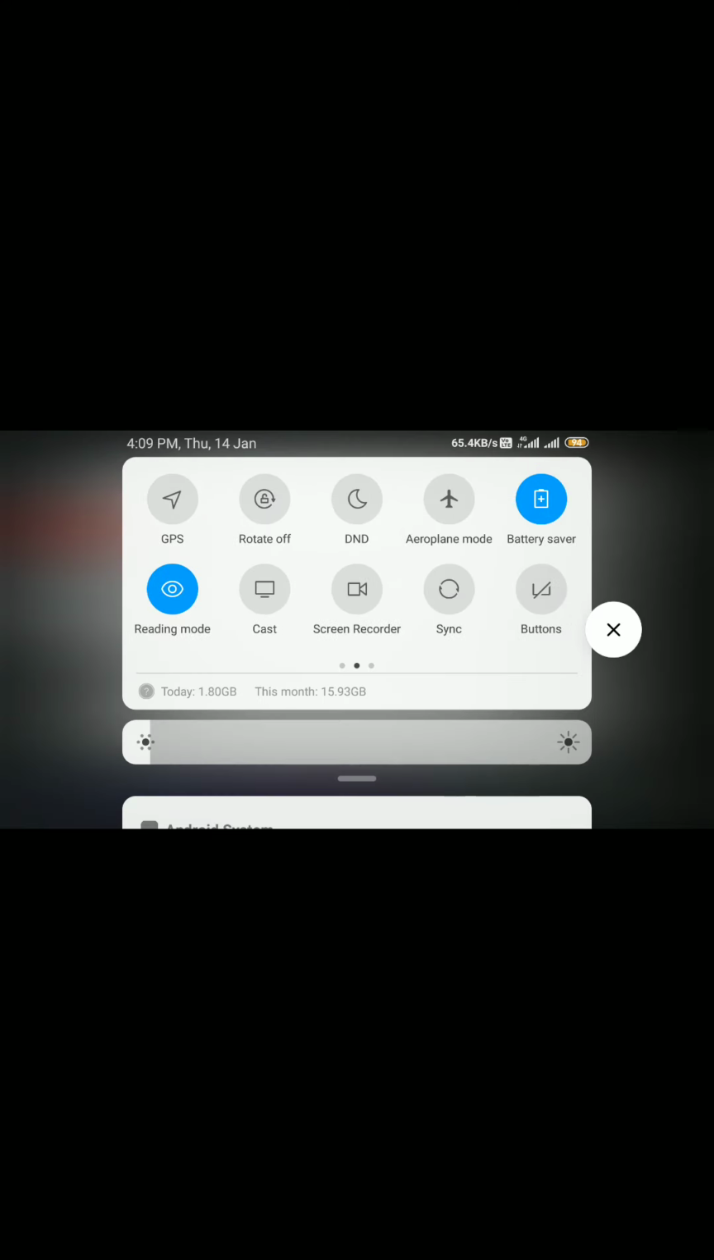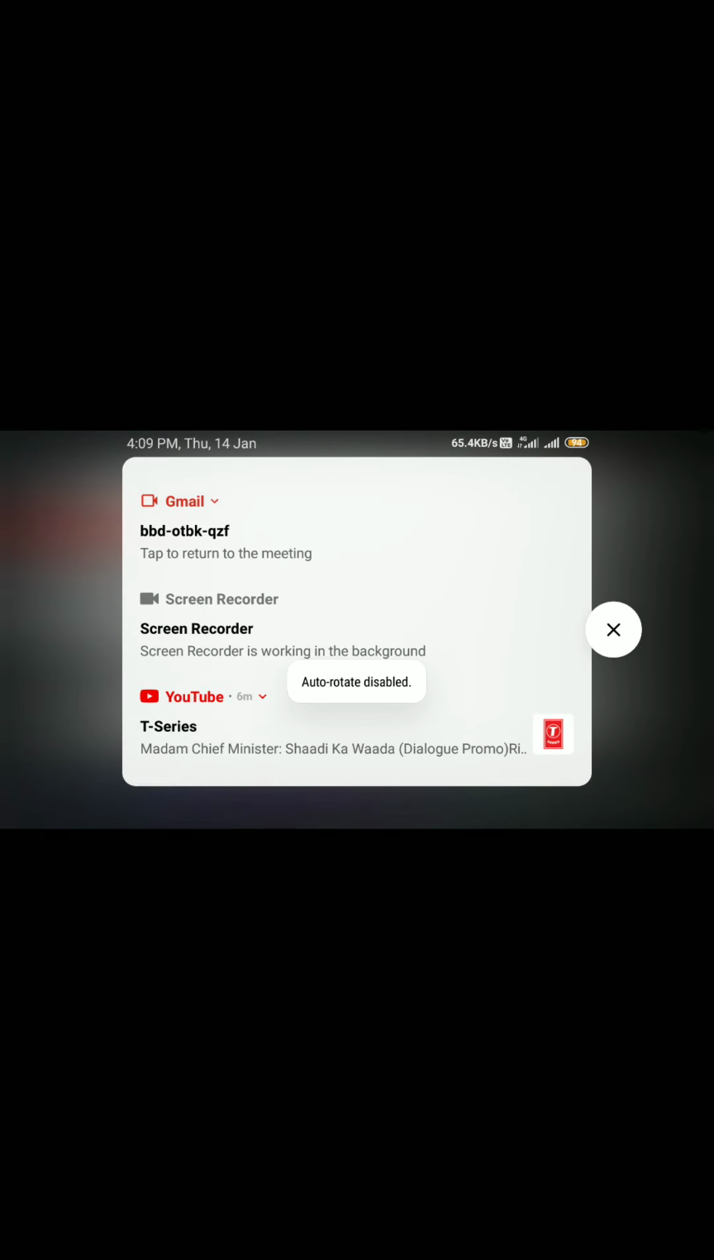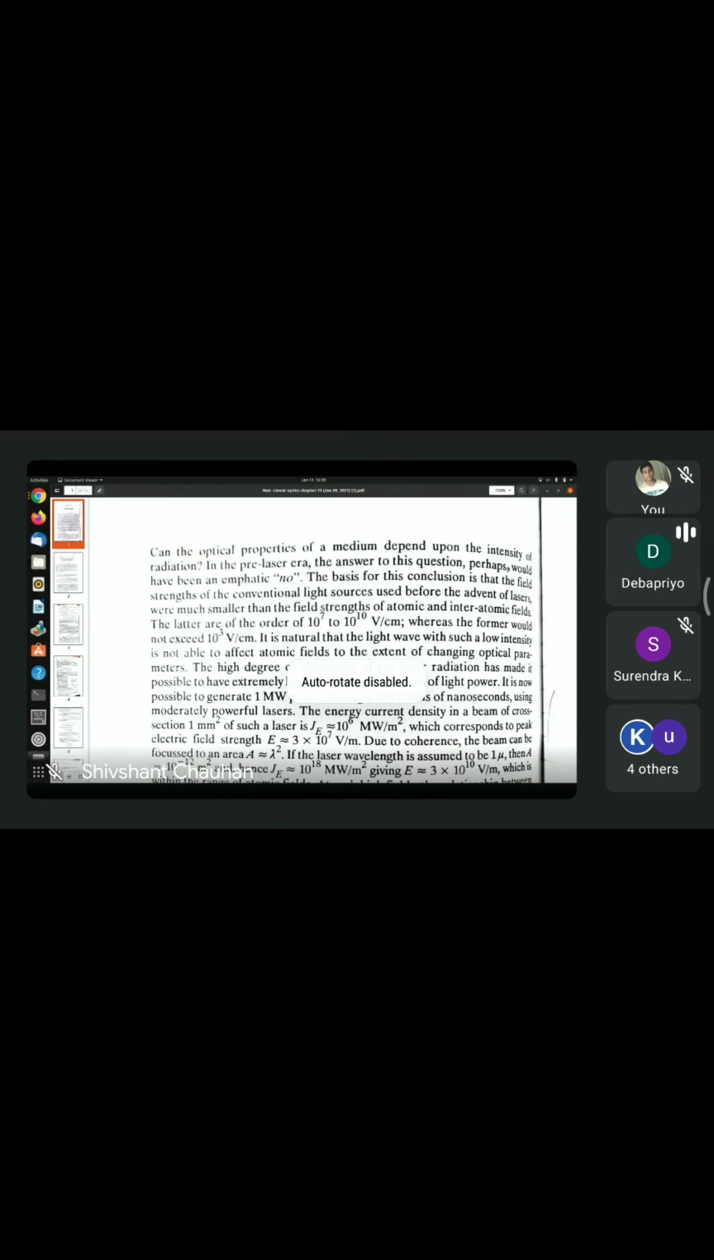A lamp or an LED lamp or whatever is very small to really cause a change in the medium's response characteristics. The reason is like this: the electric field inside an atom is typically of the order of 10 to the power 10 volts per meter. How do we know that?